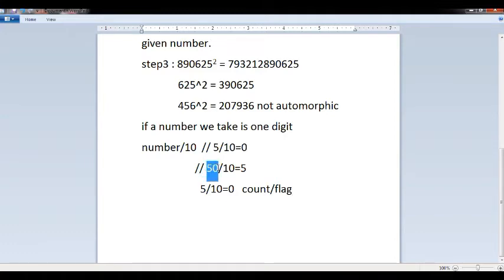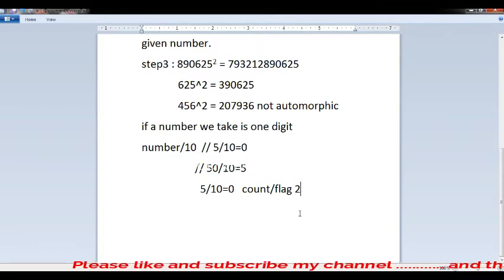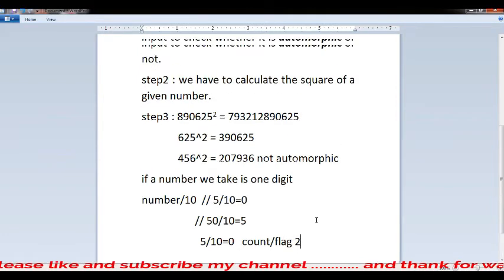For example, we take 50. After the loop terminates, we get count or flag value 2. It means 50 has 2 digits, or 50 is a 2-digit number. Similarly, if we take the number 625, after the completion of the loop, we get count or flag equal to 3, meaning that 625 is a 3-digit number.